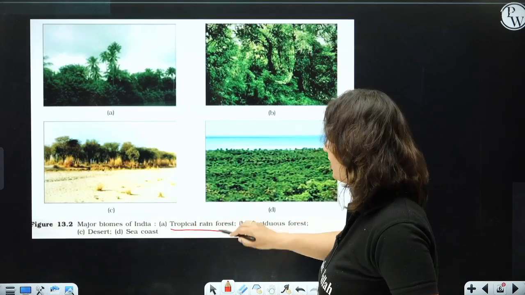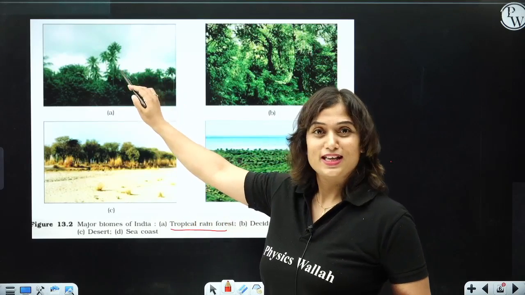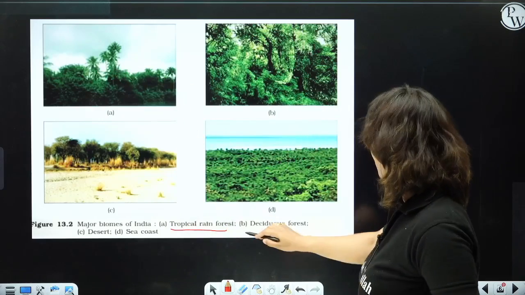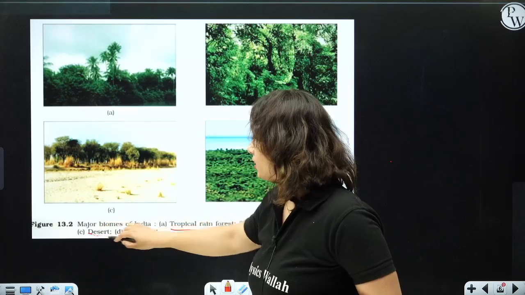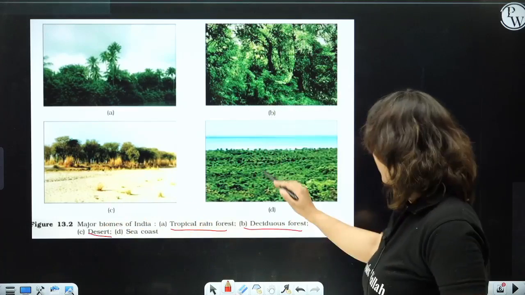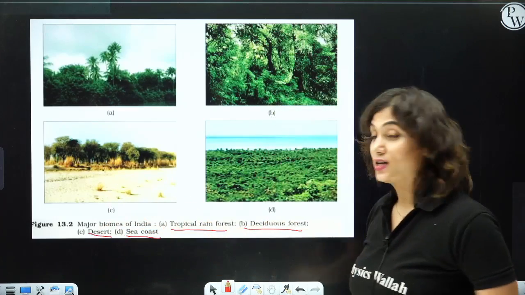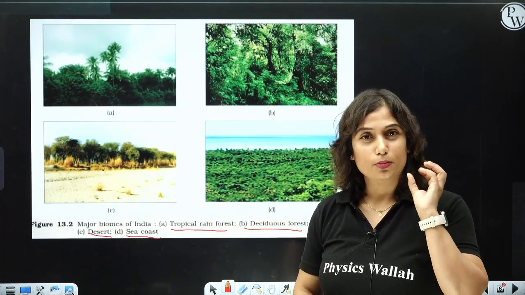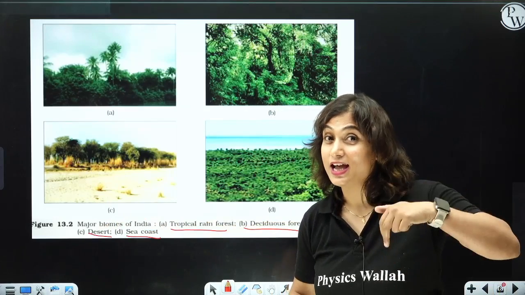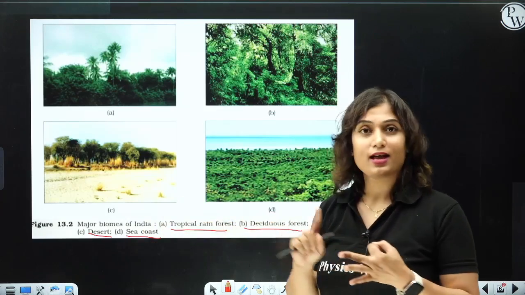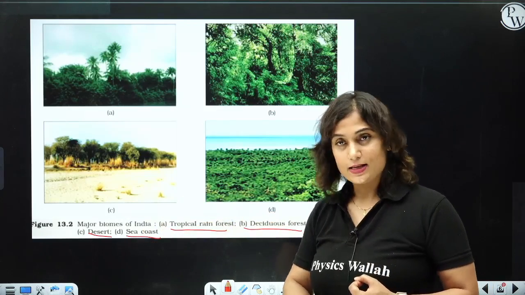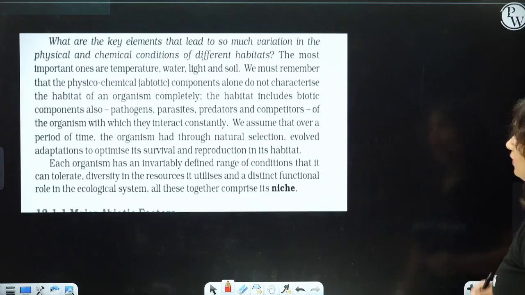The first one is the tropical rainforest. The second one is the deciduous forest. The third one is the desert, and the fourth one is the sea coast. So, how many major biomes are found in India? You will say tropical rainforest, deciduous forest, desert and sea coast, right? Okay. Now let's move further.